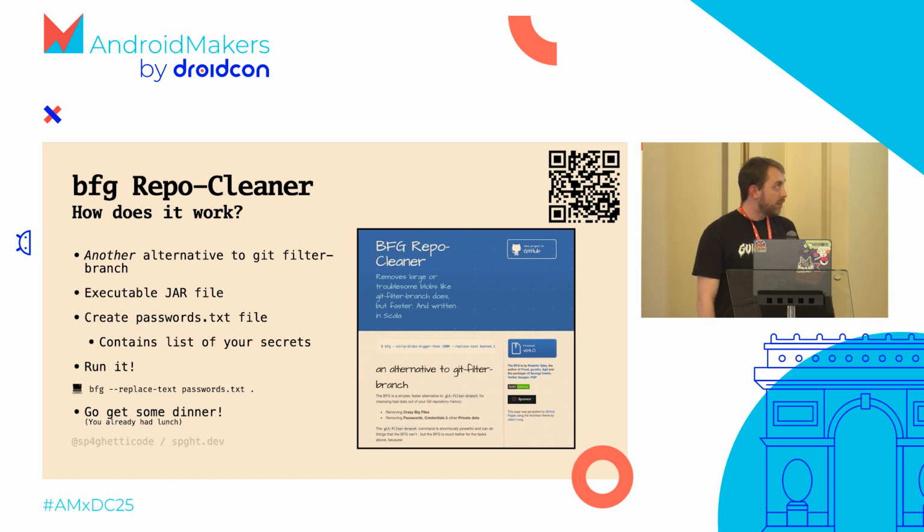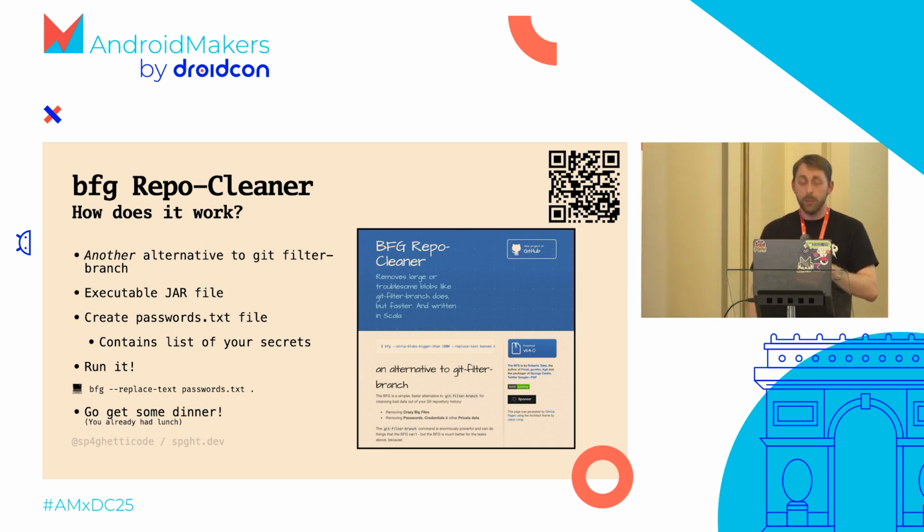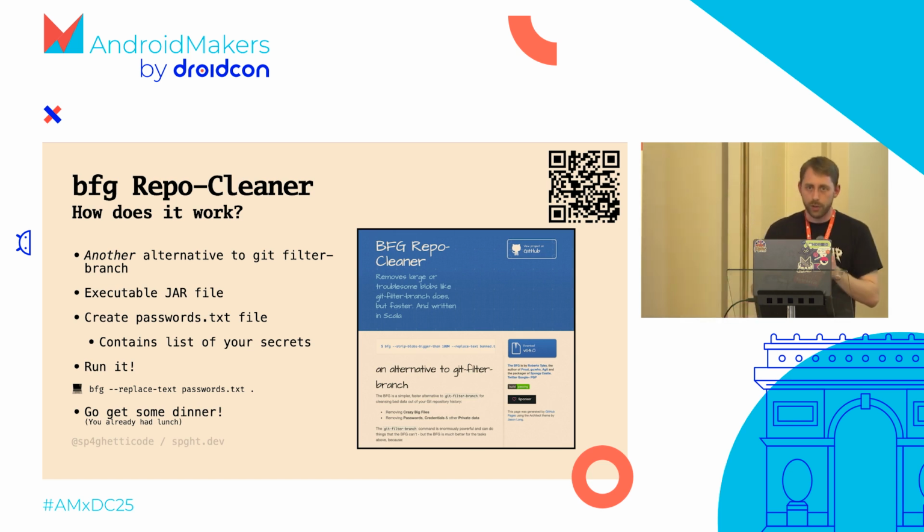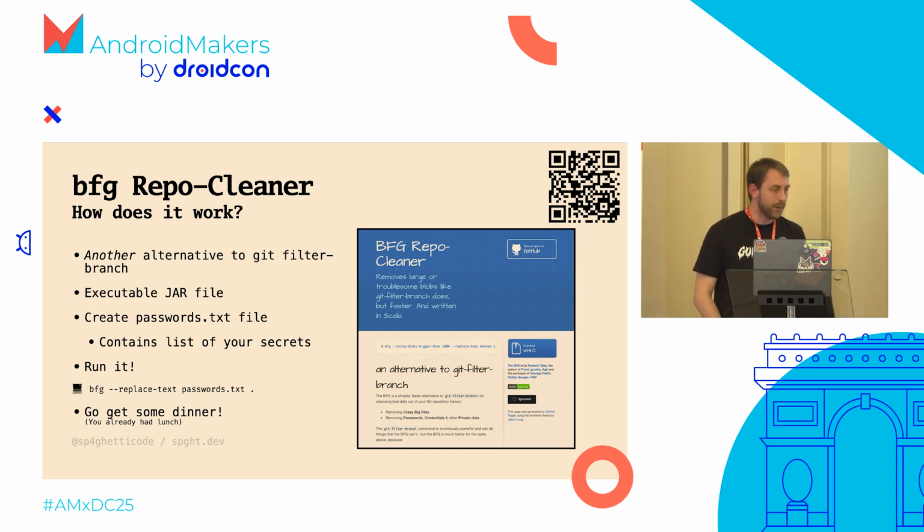BFG is another option. Some of you might have heard of this one before. This one's been around a little bit longer. It works exactly the same way. The one advantage I would say over git filter-repo is that BFG is a jar file, so it's JVM. We're all hopefully working in a JVM world, so it should fit into our stack quite nicely. And it works exactly the same way.